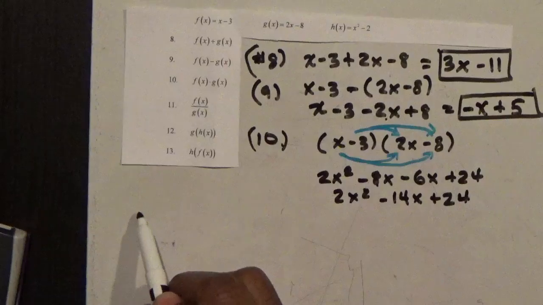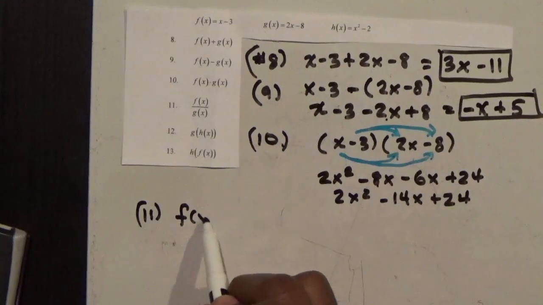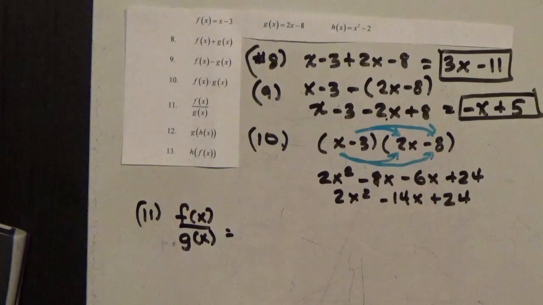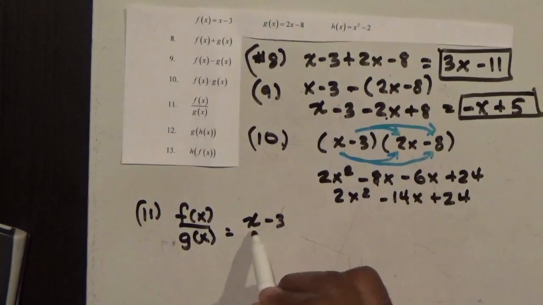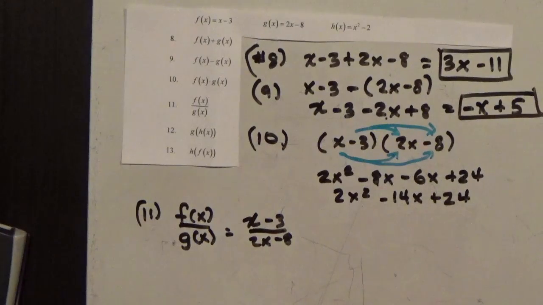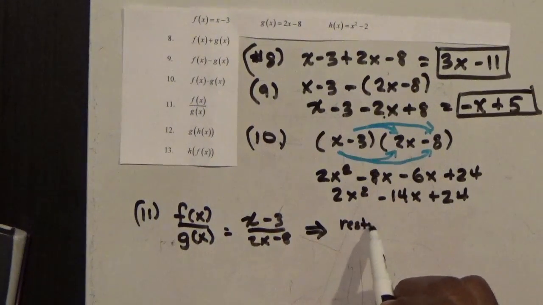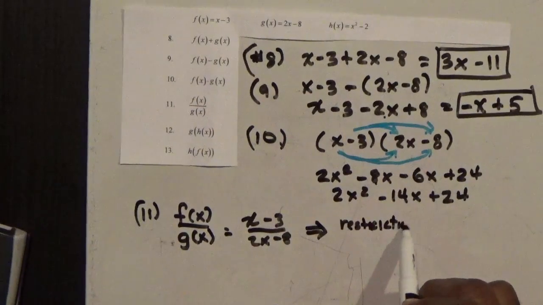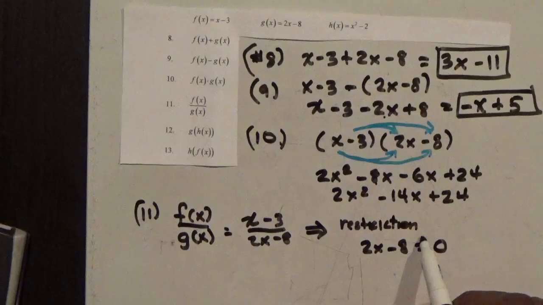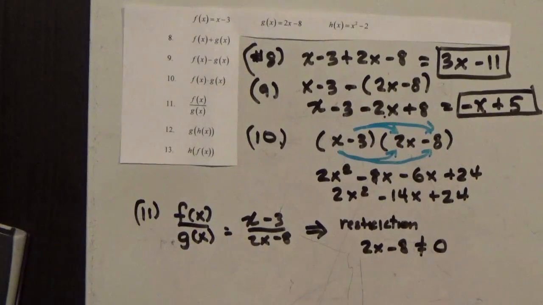All right, number 11. We have f of x over g of x. To do that, it's just a matter of putting one on over top of the other: x minus 3 over 2x minus 8. They usually ask you for a restriction, which I've seen on the final before, where it says, what is the restriction? The restriction is setting the denominator. Now, we usually say equal to 0, but this time we say not equal to 0 to find out what value won't be viable.